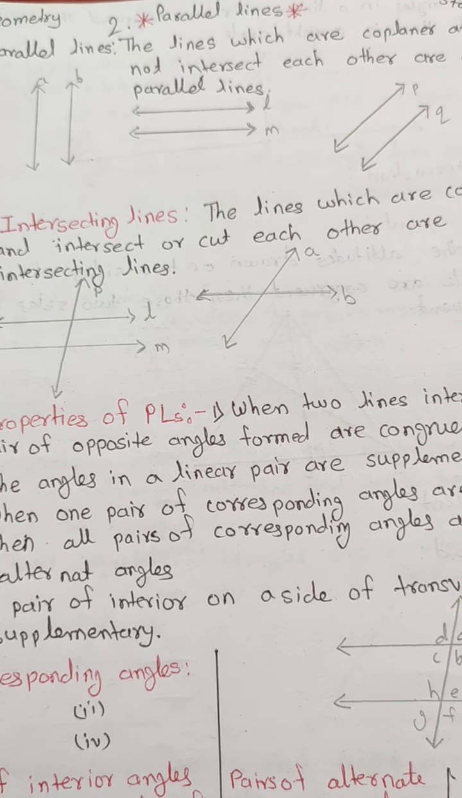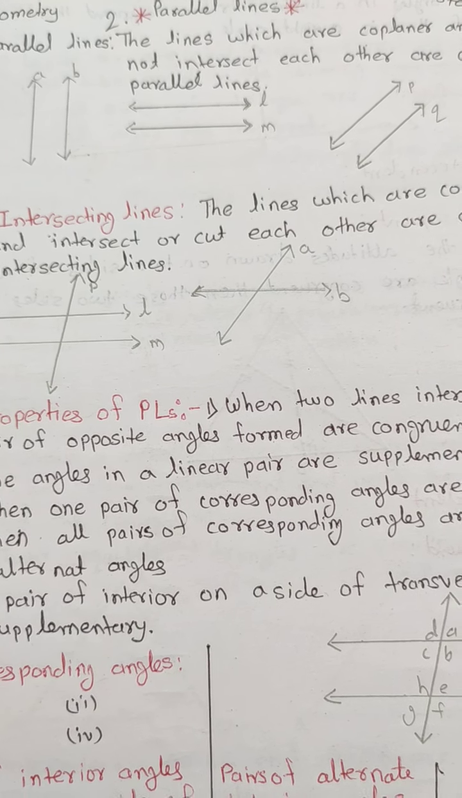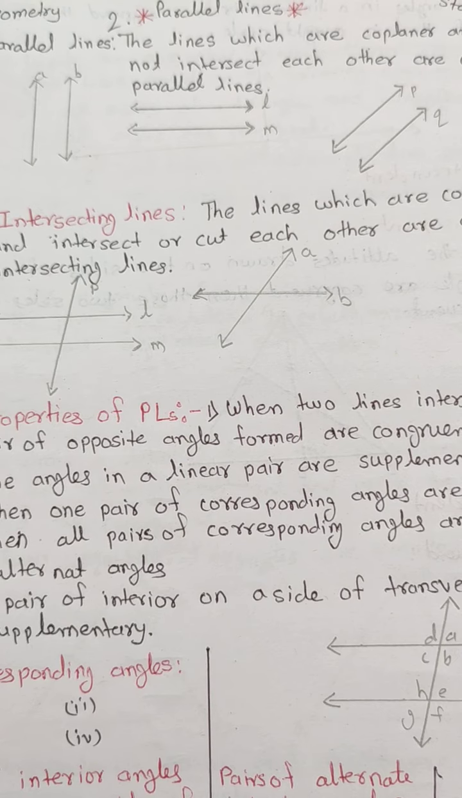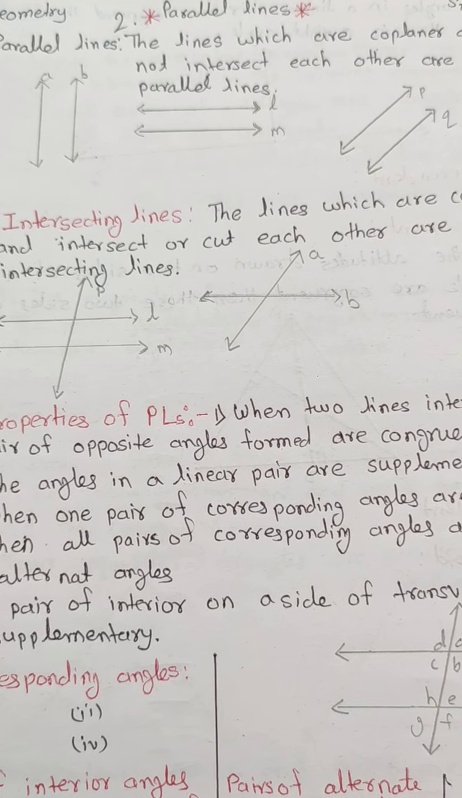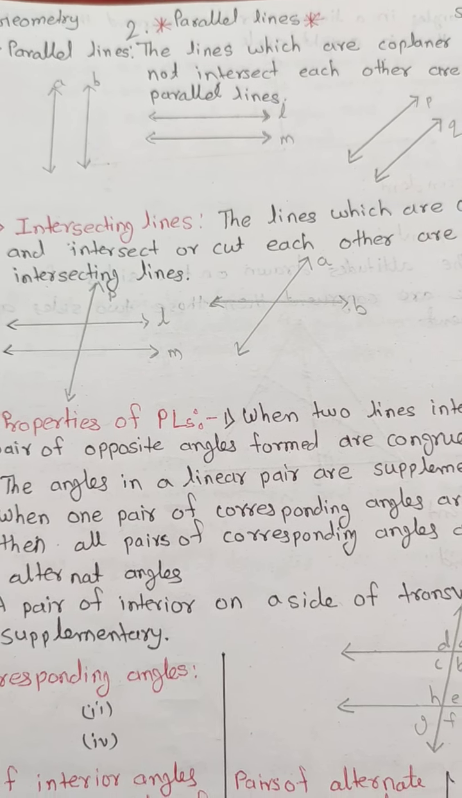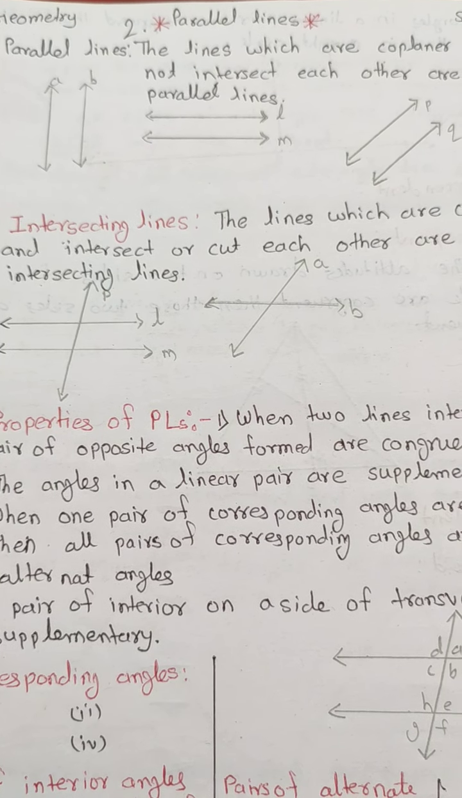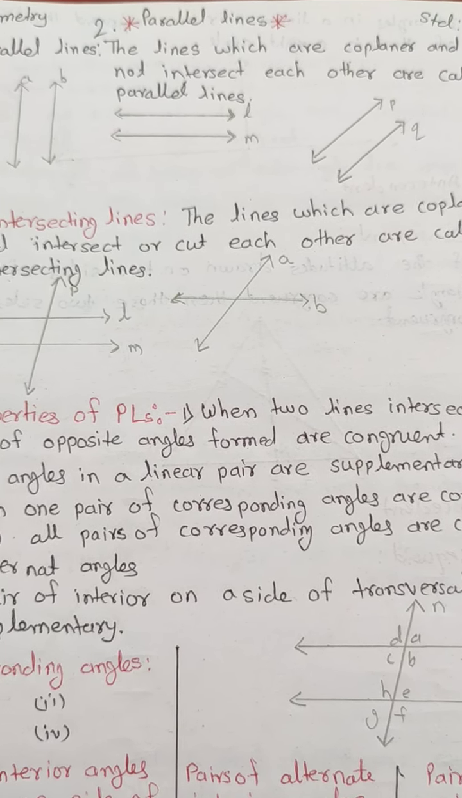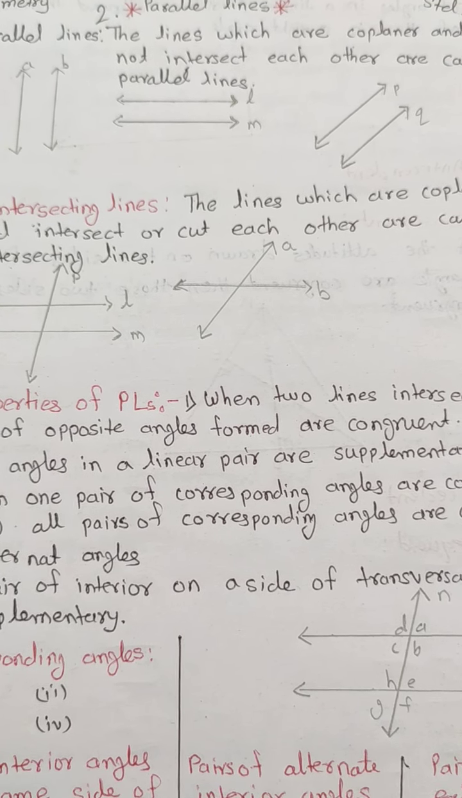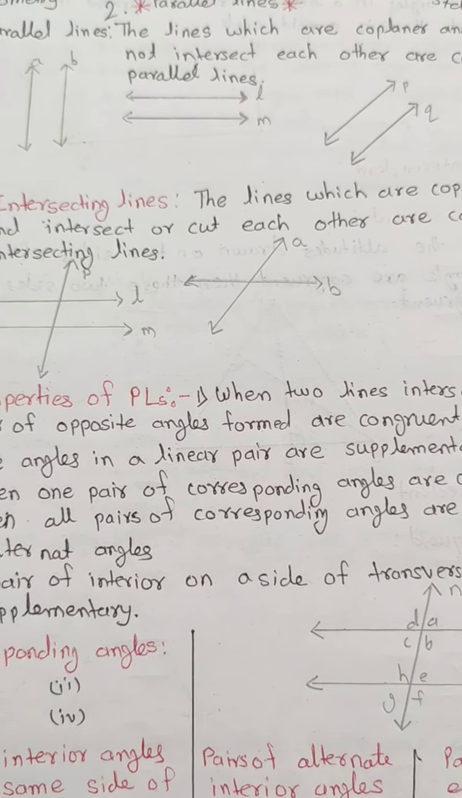So I give three examples. All are the examples of parallel lines. उनको चाहे जितना भी बड़ा करो कभी कट नहीं करेंगे. And the second one is intersecting lines. Intersecting, जैसे कि नाम ही intersecting है, you all know the lines which cut together.